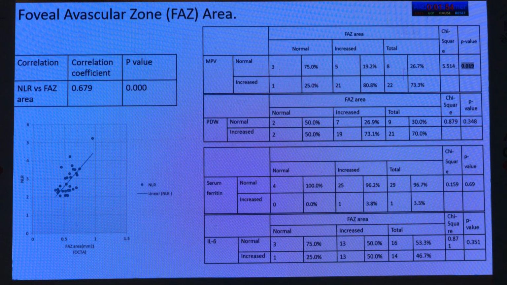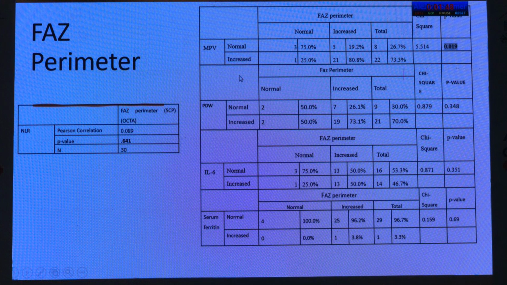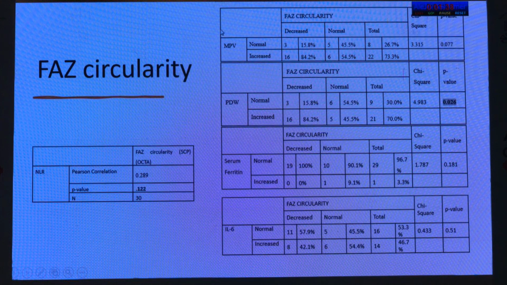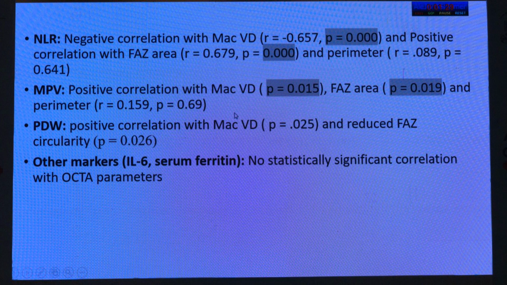With foveal avascular zone, we had a significant correlation with neutrophil to lymphocyte ratio and mean platelet volume. And FAZ perimeter had a positive correlation with neutrophil to lymphocyte ratio, though not a significant one. However, the correlation with mean platelet volume was quite significant. With FAZ circularity, the circularity was distorted in most of the patients who had an increased platelet distribution width. So this is the gist of it.